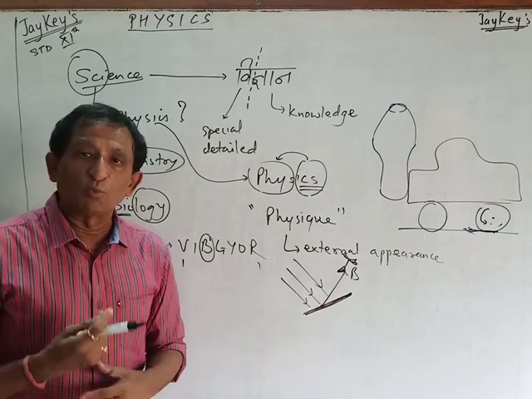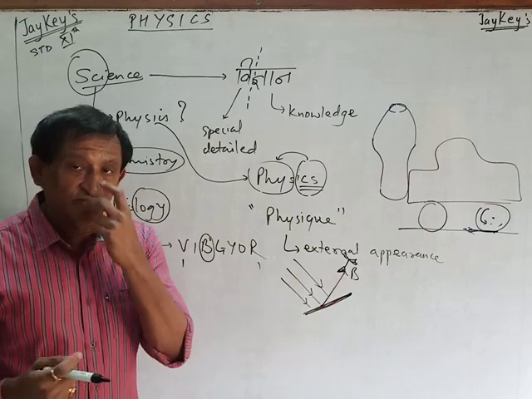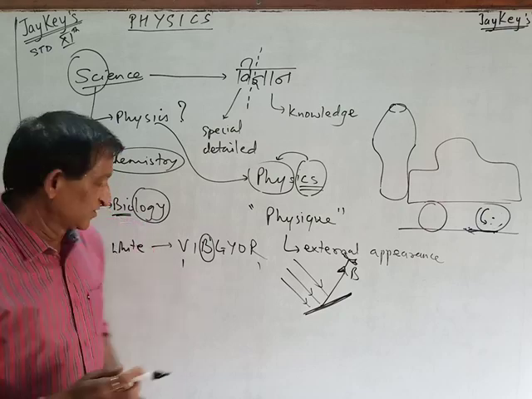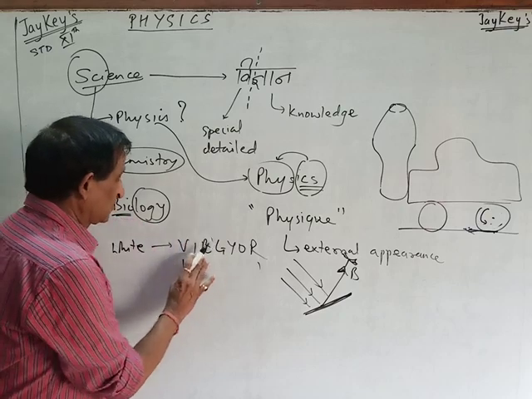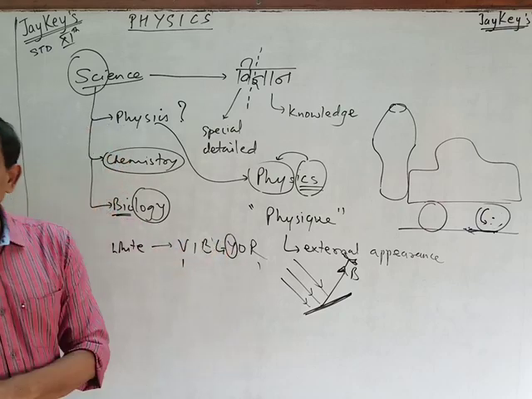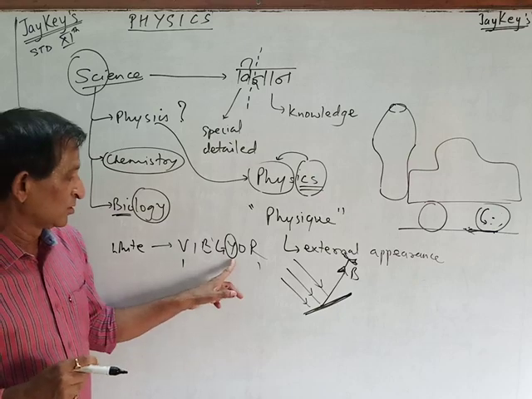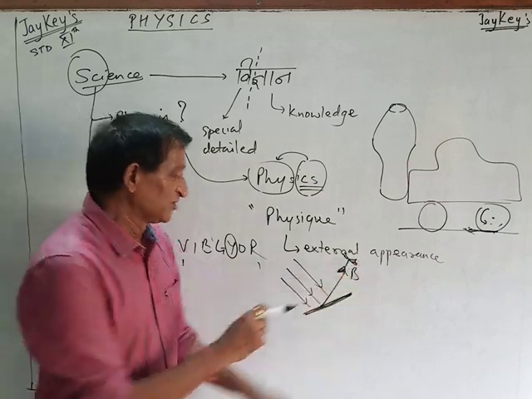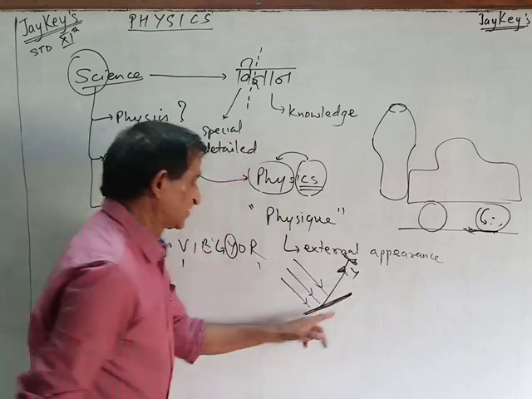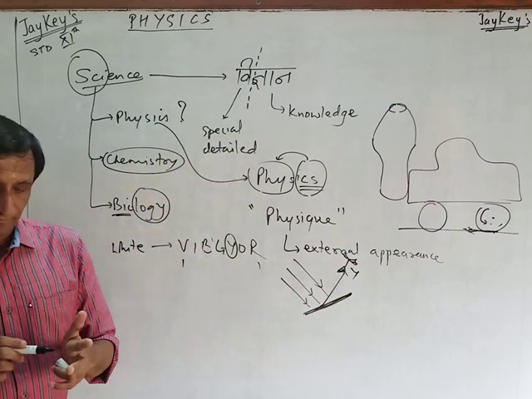Now, why does some surface appear yellow? Obviously, it will absorb all the colors except yellow. That particular surface will be absorbing all the colors except yellow. That means yellow will be reflected back and you will be receiving yellow color. You will say that surface is yellow in color. So that's how we see.